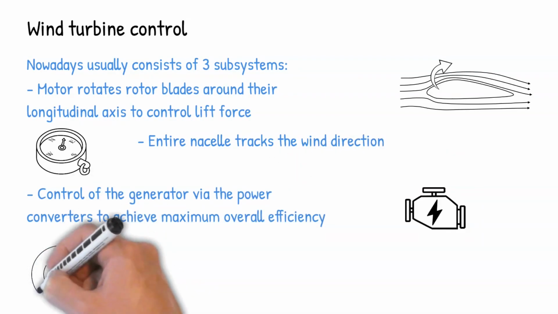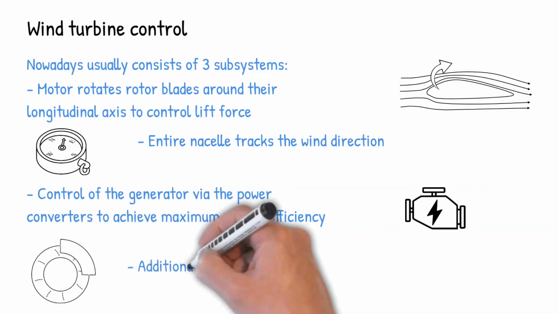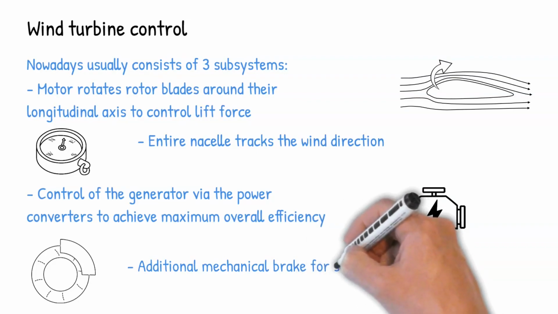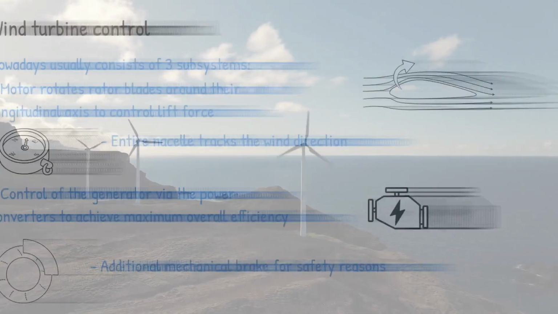In addition to these 3 subsystems, most wind turbines have a mechanical brake for safety reasons, which can additionally slow down the wind turbine in case of emergency, for example, if the other systems are defective.